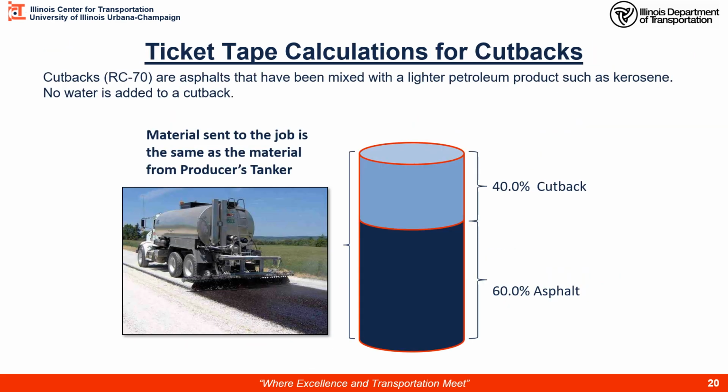Let's take a look at what we would do for cutbacks. Cutbacks such as a Rapid Cure 70, it's an asphalt that's been cut back or dissolved, if you will, with a petroleum distillate such as kerosene or naphtha. You do not add water to cutbacks. You get curds and whey if you do. Water and cutbacks do not blend. So it comes out to the job. Your bill of lading will, in this case, say it's 60% asphalt. So your calculation is pretty straightforward.